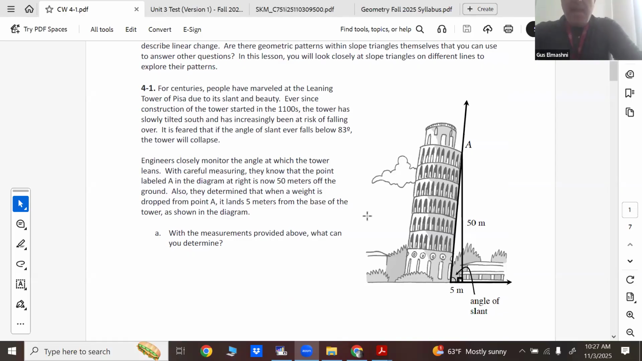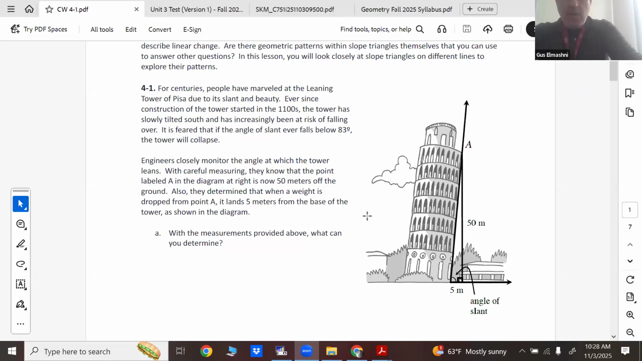Yeah, cool. And so I'll read the next part. "Engineers closely monitor the angle at which a tower leans. With careful measuring, they know that the point labeled A, which is the top of the tower, in the diagram on the right is now 50 meters off the ground. They also determined that when a weight is dropped from point A, it lands 5 meters from the base, as shown in the diagram."